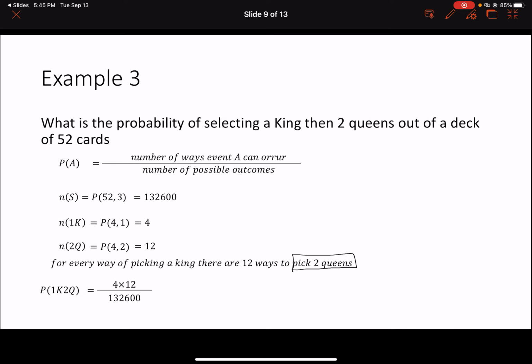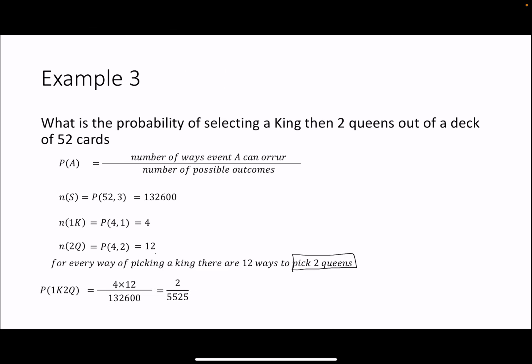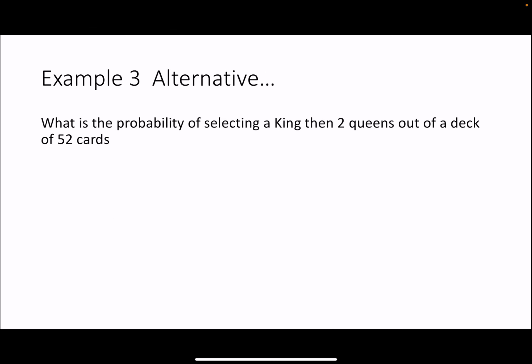So every time I pick 1 king, there are 12 ways I can pick 2 queens. So it's 4 times 12, which is 2 over 5525, which is a very small number as well. Okay? Now, alternatively, we can say, well, the probability of selecting a king.